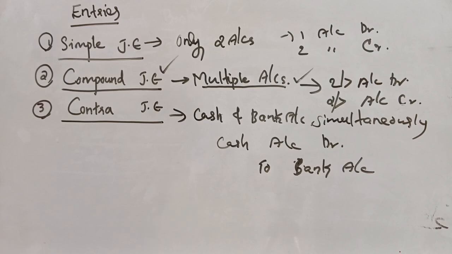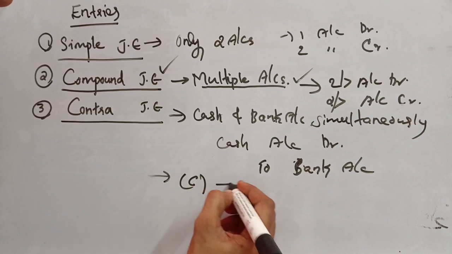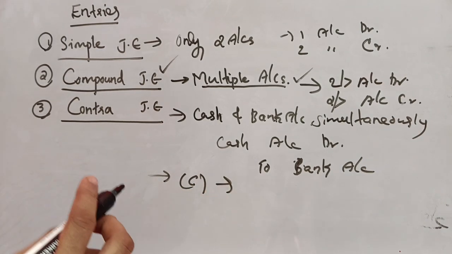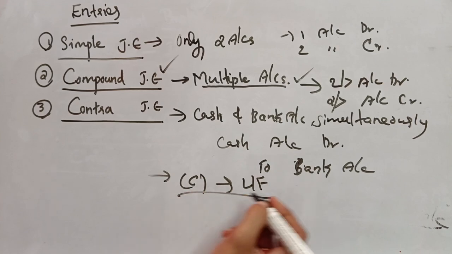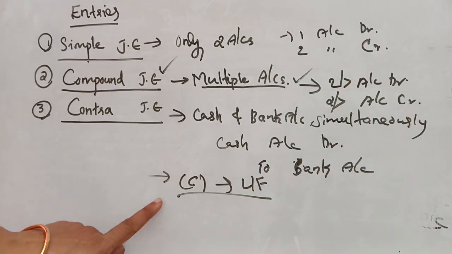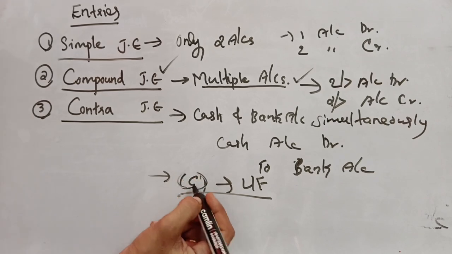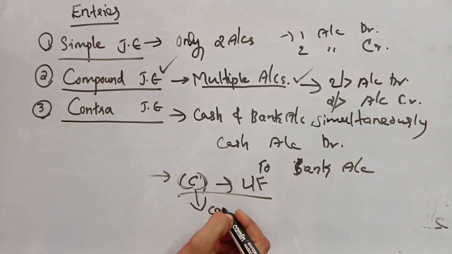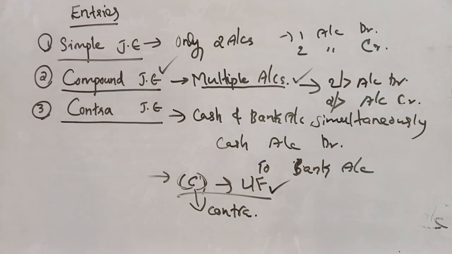To record such entries in the cash book, we generally write C for contra in the ledger folio column. While recording in the journal, we mark C for contra entry. Okay, C is marked in the ledger folio column.